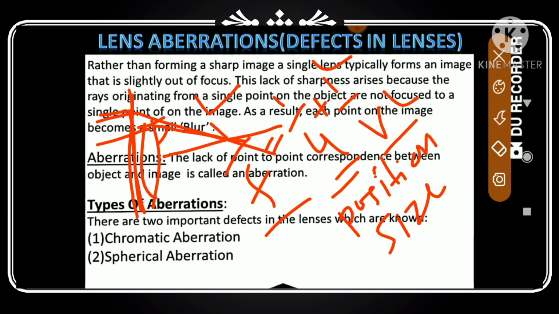The lens aberrations are just a consequence of the laws of refraction. They are not due to defective construction of the lenses; they only depend on the laws of refraction.